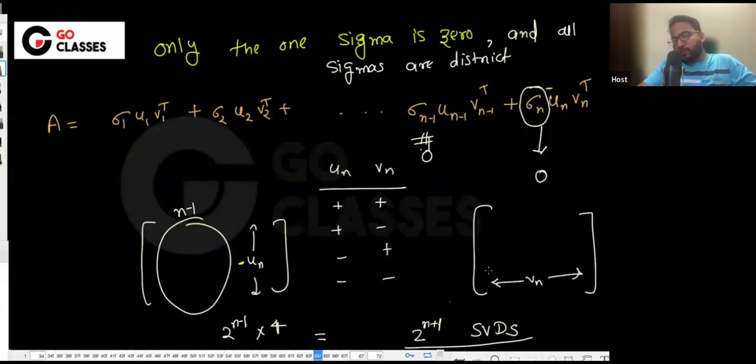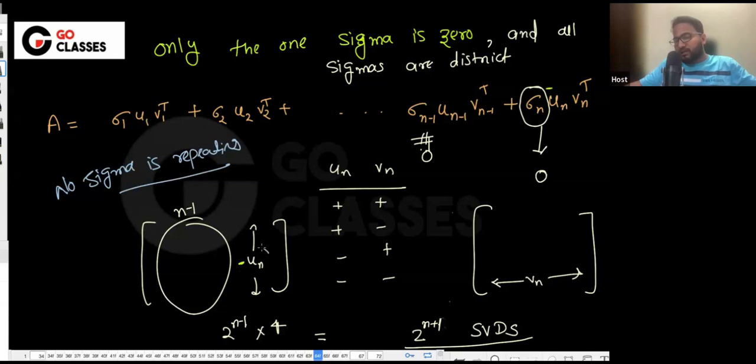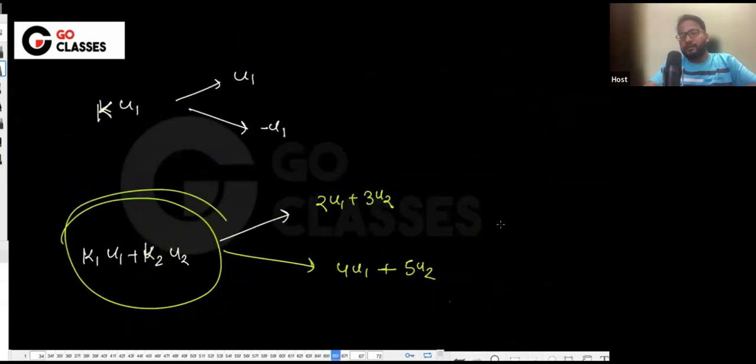In between both of these cases there is one special case, when only one of the sigmas is zero. Only the last sigma is zero. Other than that, all are distinct. No sigma is repeating. So you have the fixed choice. This can be un or minus un. There is no other choice if no sigma is repeating. There cannot be infinitely many. There are just two choices, but it is so special that you got four more choices. It is a little more special. But if sigmas are repeating, then there are infinitely many cases.